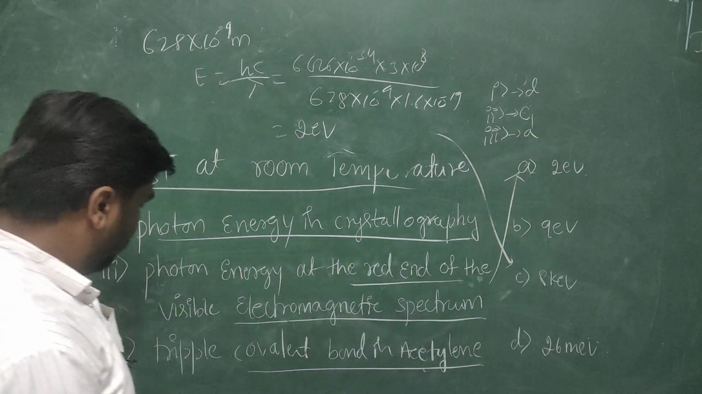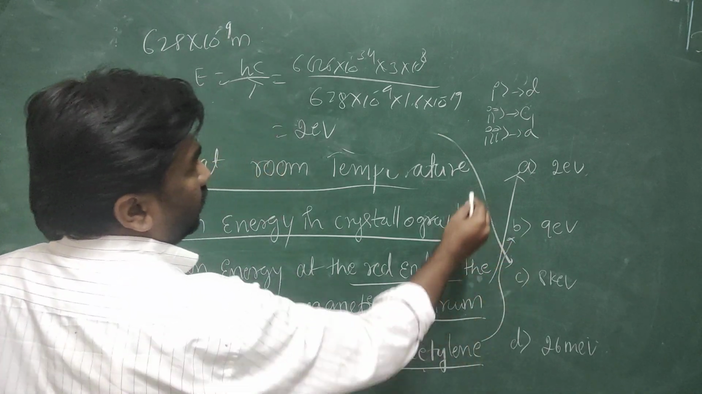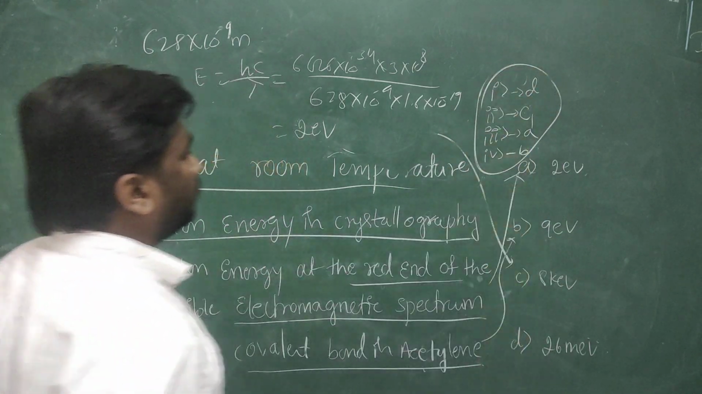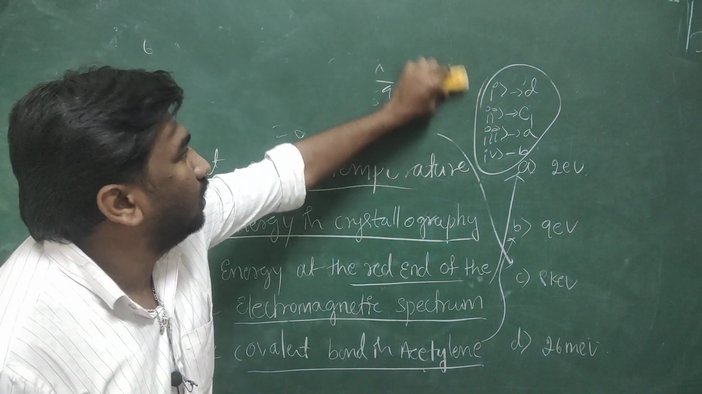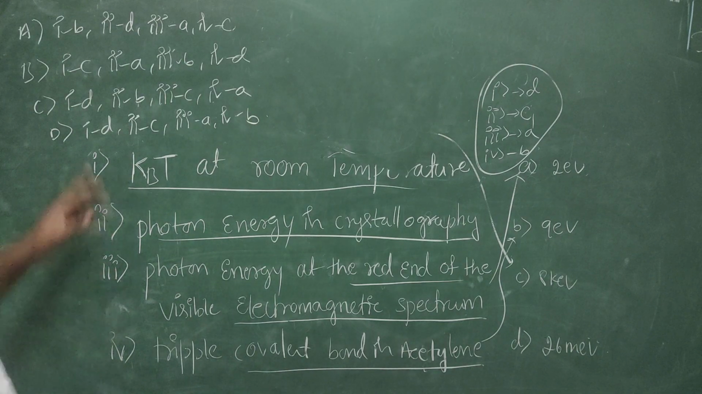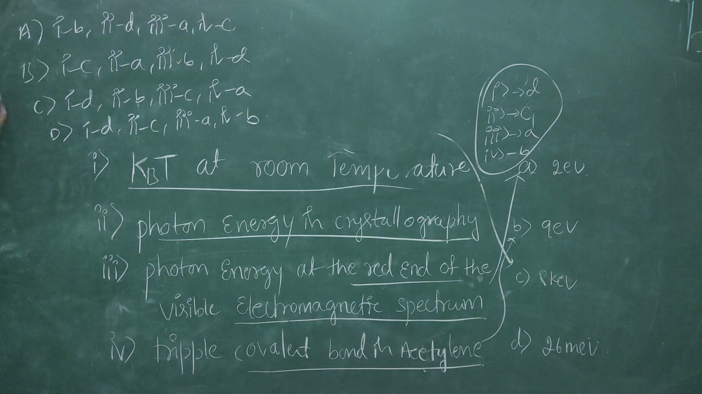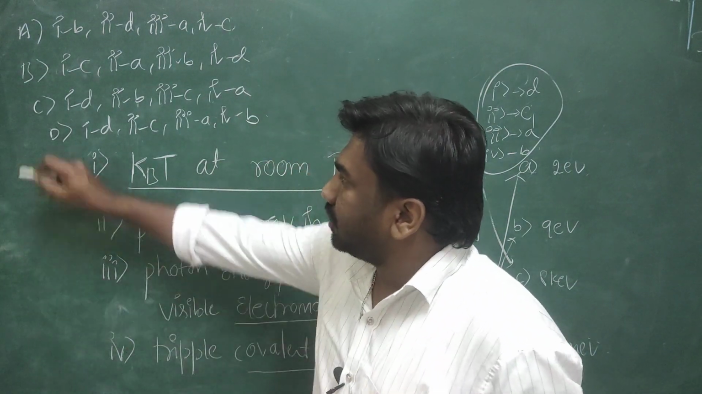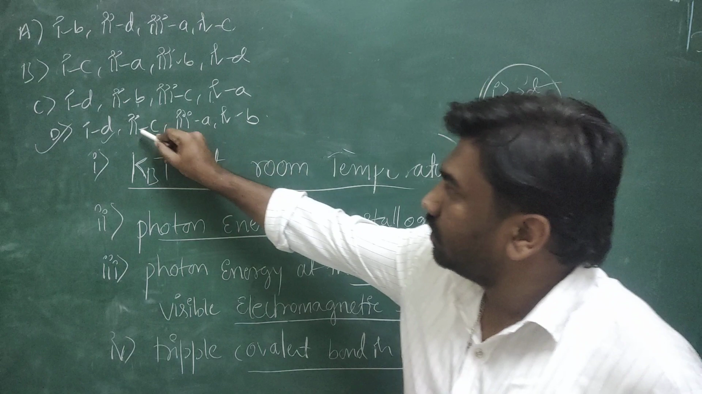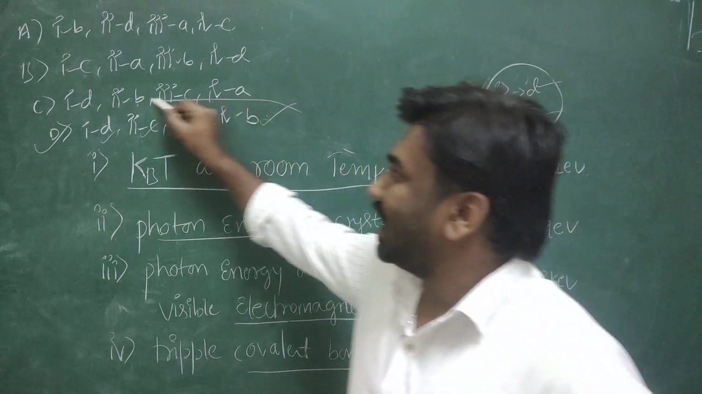The remaining one is the fourth one, and the fourth one belongs to B. This is the answer, and the options are given like this: 1 to B, 2 to D, 3 to A, and 4 to C. In all these 4 options, option D is correct. 1 to D, 2 to C, 3 to A, and 4 to B. So option D is correct.